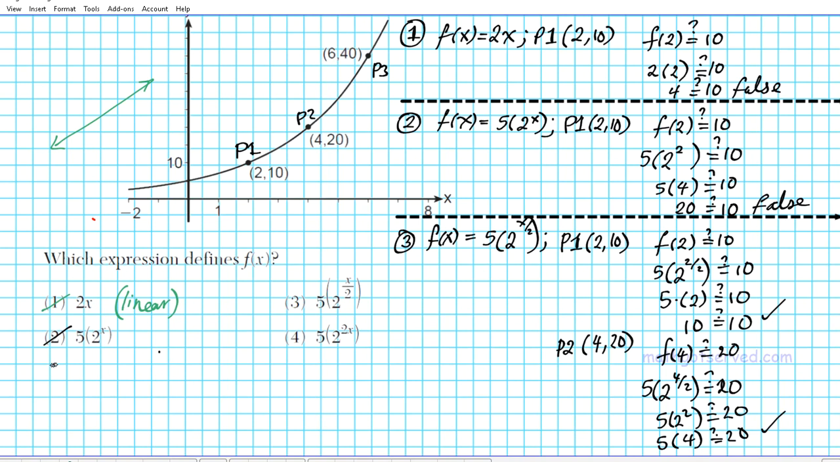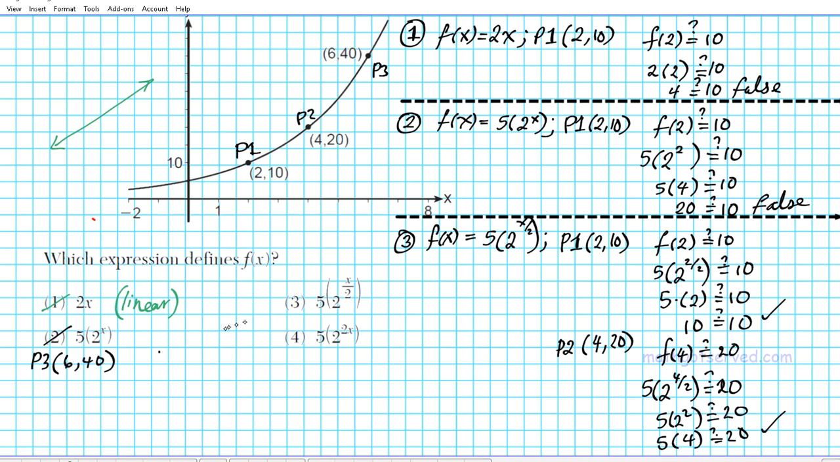Let's try the third point. It looks like this is going to be our answer, but let's not make any assumptions here. Let's try the third point, P3. Or another thing you can do is plug in the first point into the last option and see if it works or not. Okay? So I'm going to try the third point. P3. Point 3 is the coordinate (6, 40).